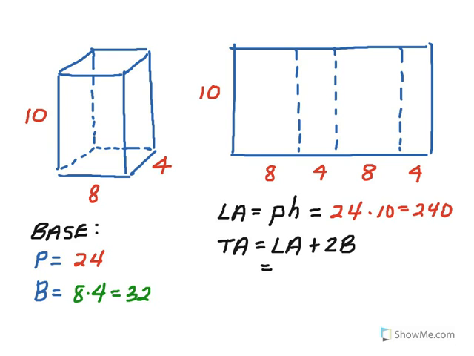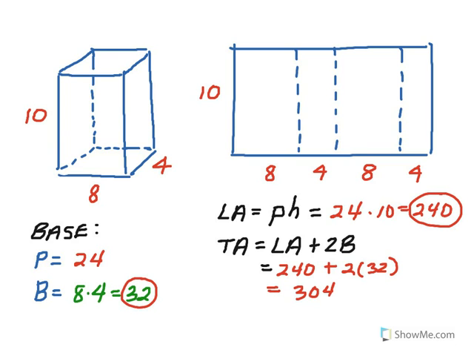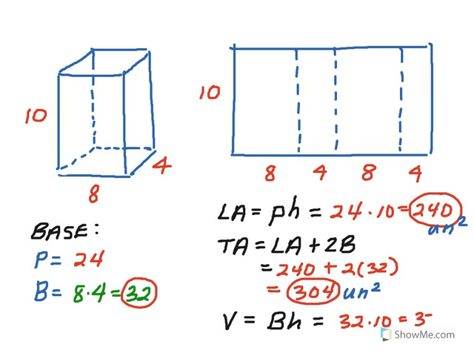And the total area is the lateral area plus the two base areas. So we already found our lateral area here. So the total area is 240 plus two base areas, and we found that already. So 2 times 32. So 240 plus 64, or 304. And that's also going to be in square units. And lastly, the volume is the area of the base, or 32, times the height of 10, or 320, and that, of course, is going to be in cubic units.